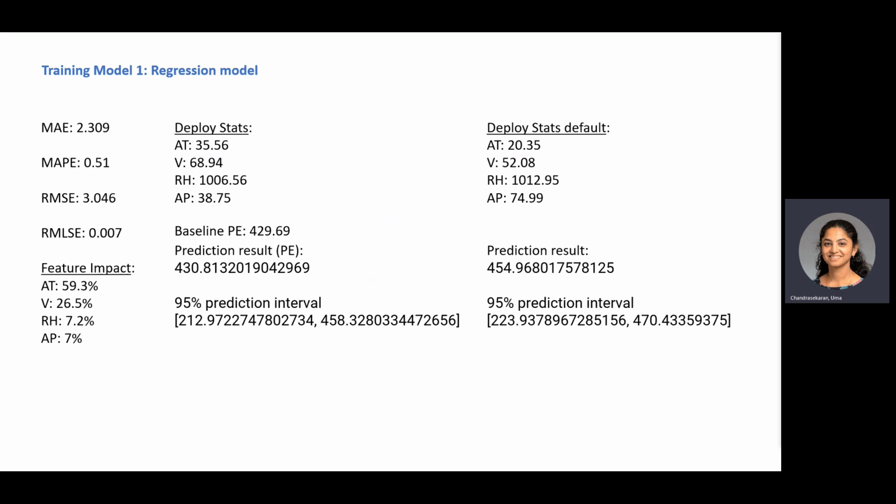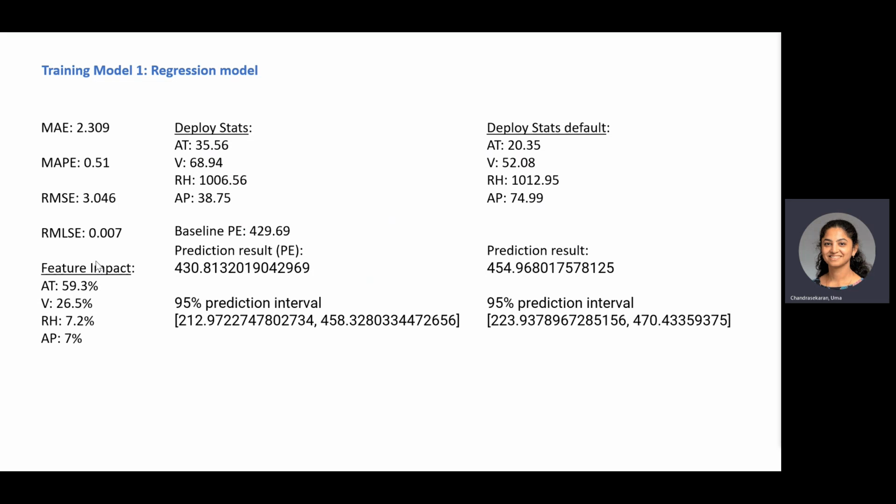For that model training and testing, the evaluation metrics that I received were MAE of 2.309, in units of megawatts, and root mean square error of 3.046. These are the two important metrics typically for a regression model. The smaller the value, the better it is. It's not zero, but it's not bad.